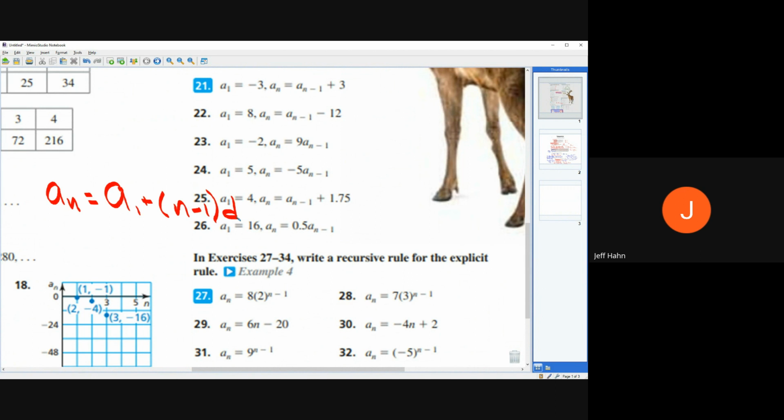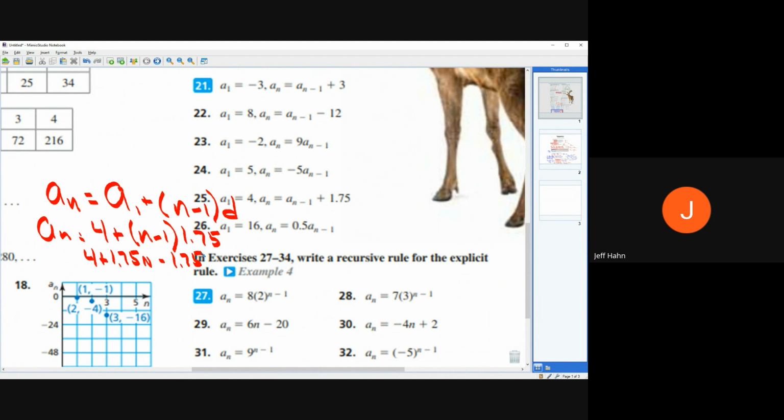So then I know what a sub 1 is, right? It tells me it's 4 plus n minus 1. And what is my common difference? 1.75. Am I done? No. You actually have to simplify that because you can do the distributive property. It's going to be a little ugly. You get what? 4 plus 1.75 n minus 1.75.